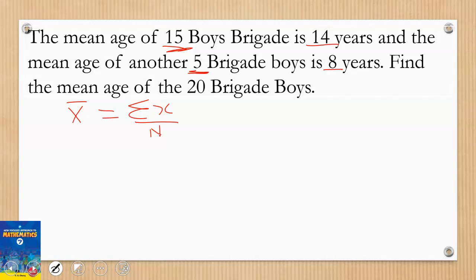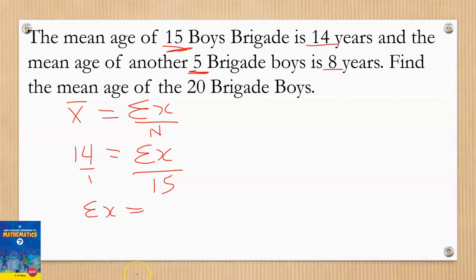So for the mean age of 15 boys, we have 14 as the mean. The sum, I don't know, but the number of them is 15. For me to know the sum, I'll just multiply. So do cross multiplication. So 15 times 14, which I know is going to give me 210, right? So that becomes my 210.